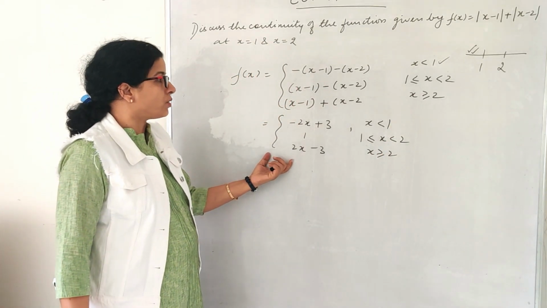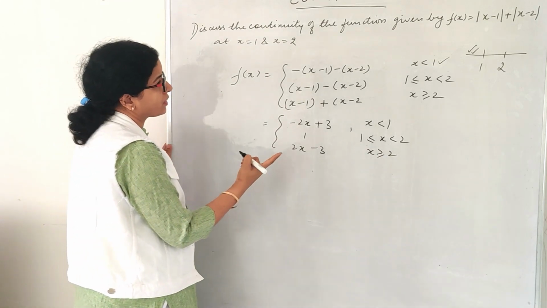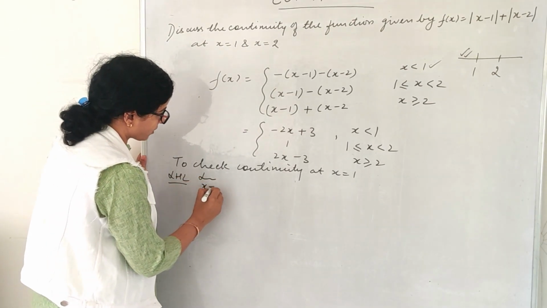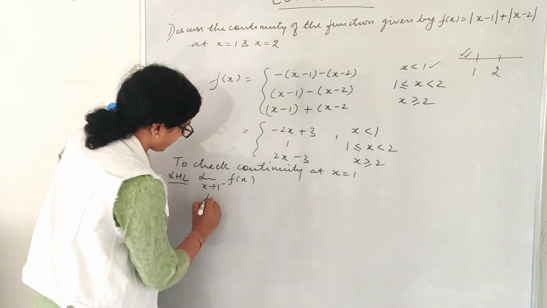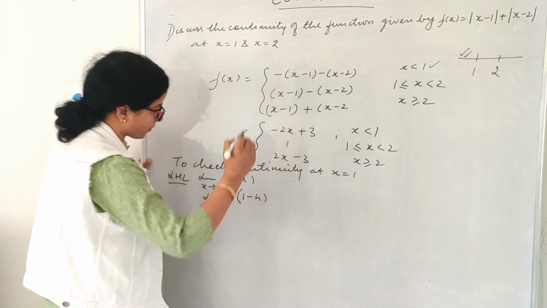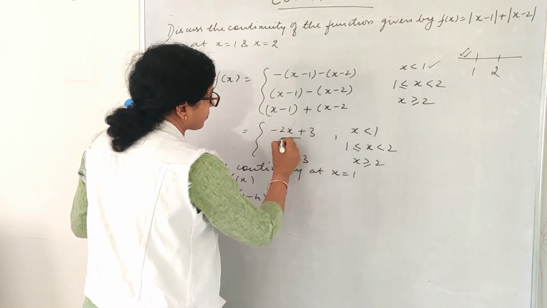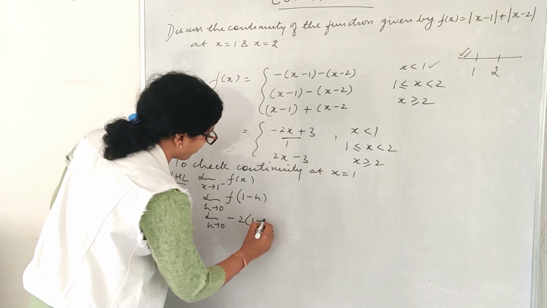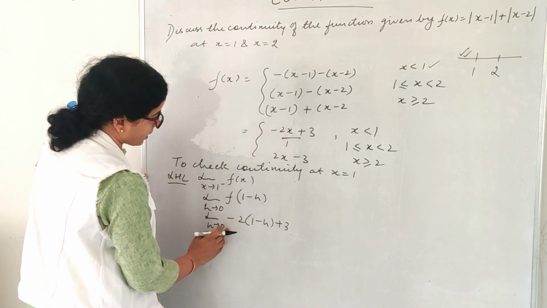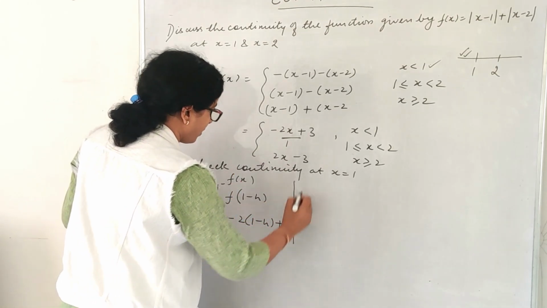Now I will check my continuity at 1 and 2. Okay. So when I am checking the continuity at 1, so left hand limit and right hand limit. So left hand limit, limit x tends to 1 negative f(x), limit h tends to 0, f(1 minus h). Okay, limit h tends to 0, 1 minus h means less than 1, so this function will come, so minus 2(1 minus h) plus 3, in place of x we have to substitute 1 minus h. So if you substitute the limit here, h tends to 0, what you are getting? 1, right? Now let us take the right hand limit.